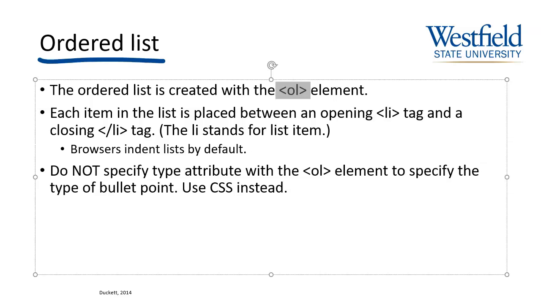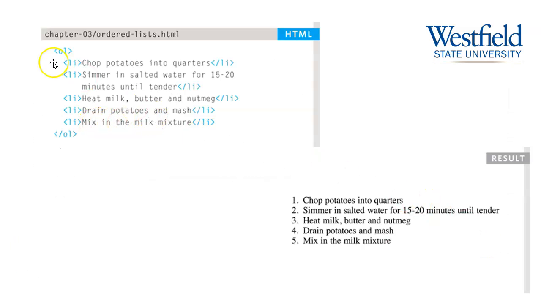So let's look at an example. Here's the example from the book. Here we have an OL element, and each item is an LI. And if you view this in your web browser, this is what it will look like. The default format for an ordered list will be something like this. There's some indentation, and then there's a number inserted in front of each list item.